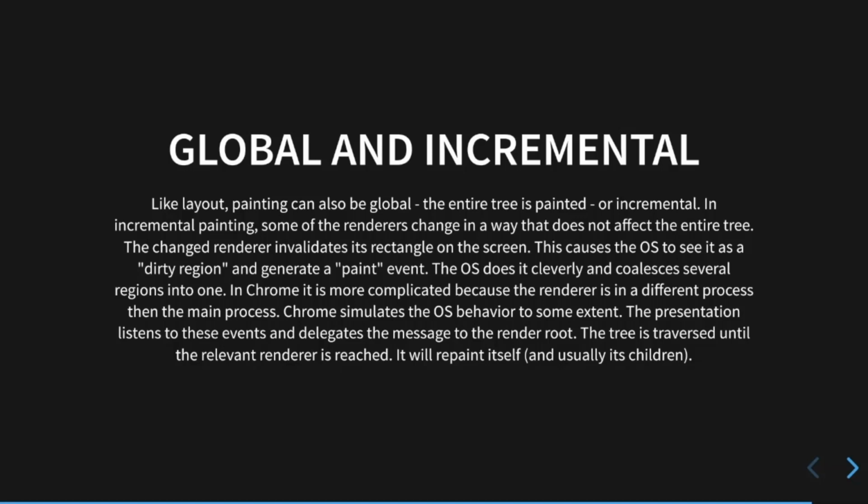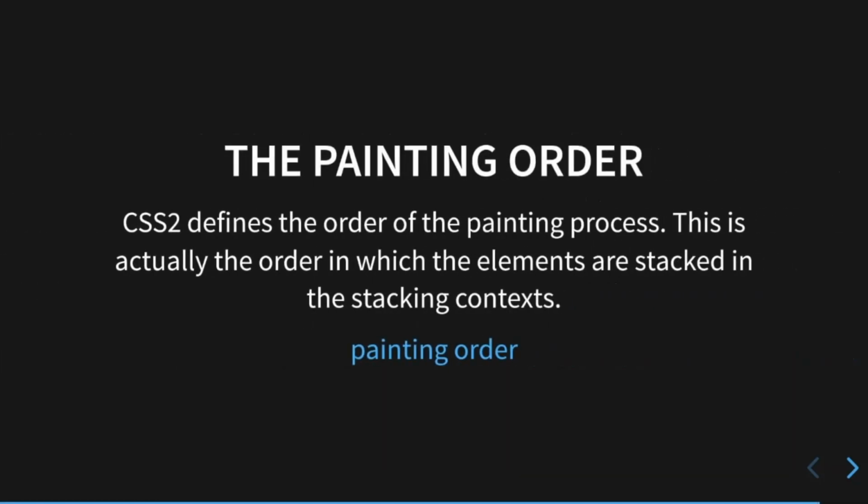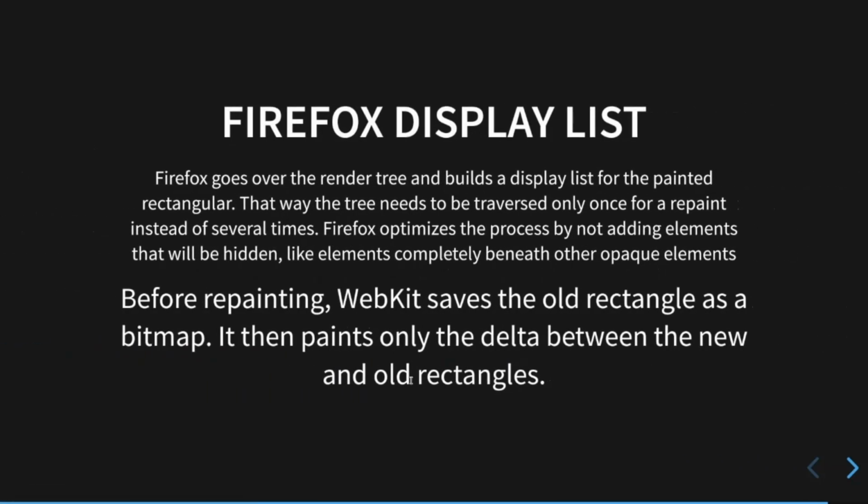The presentation listens to these events and delegates the message to the render root. The tree is traversed until the relevant renderer is reached. It will repaint itself, and usually its children. The paint order is described by the CSS2 specification. This is actually the order in which the elements are stacked in the stacking context. So this is a link to the specification.